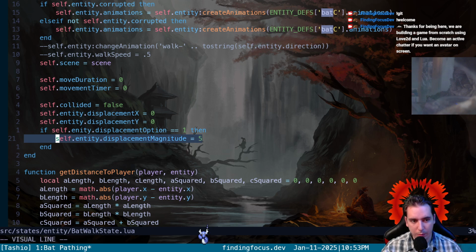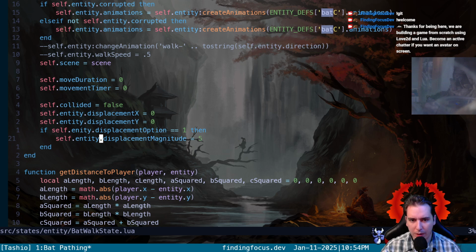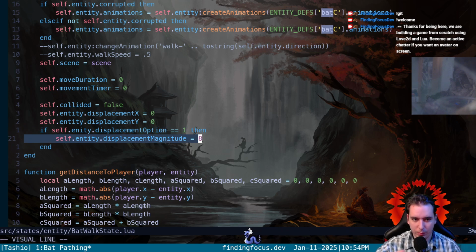Now 5 would be 5 pixels worth of displacement. Each tile is 15 or 16 pixels wide and high. So a displacement magnitude of 5 would give us both a positive 5 and a negative 5 displacement, so that's a total of 10 pixels, just shy of a whole sprite size of displacement. Maybe we'll give it 8 just to see what a whole sprite of displacement would look like. So the idea is we have different magnitudes. Magnitude would be how far it's wiggling in this displacement.